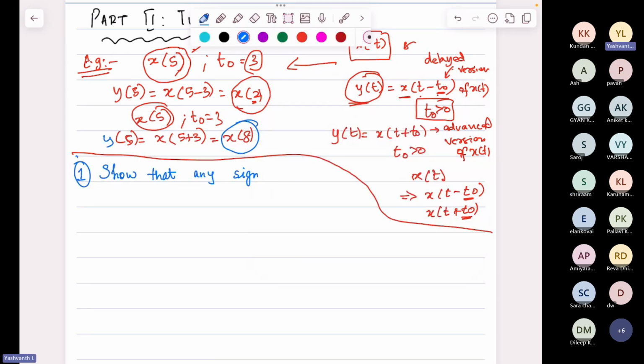Okay. The question is as follows: show that any signal x of t can be decomposed into an even signal and an odd signal.